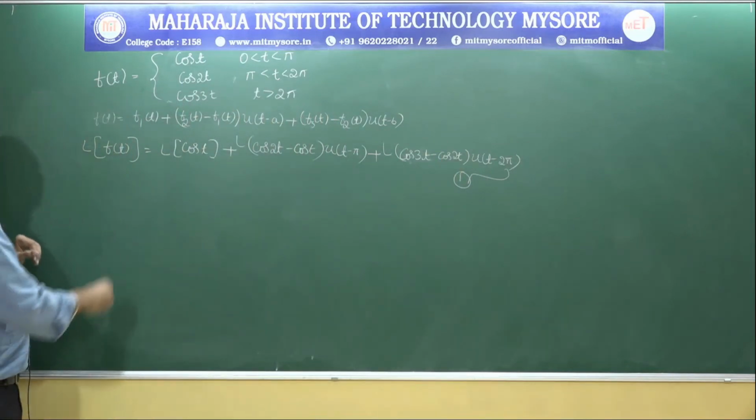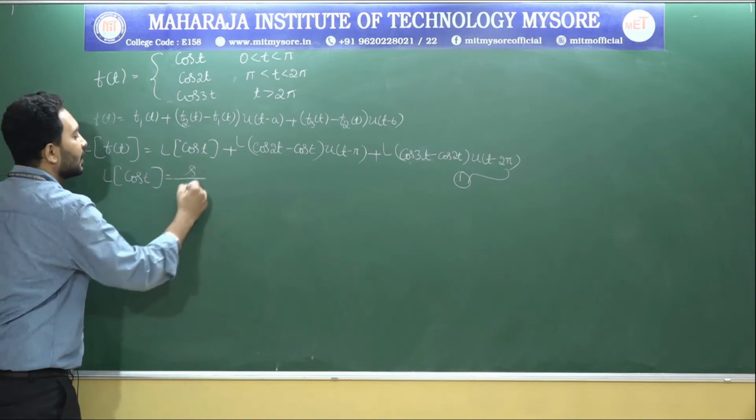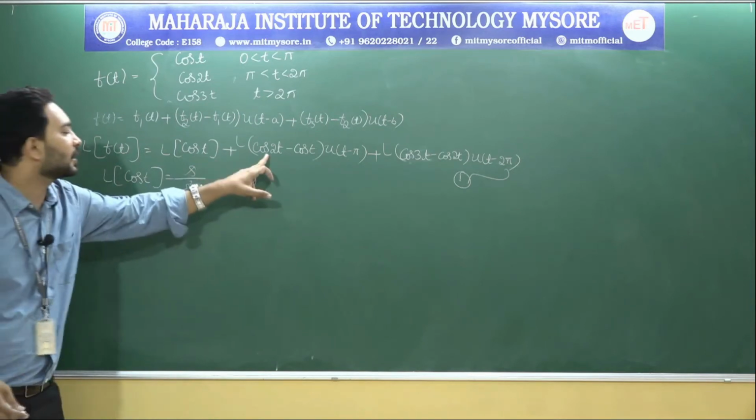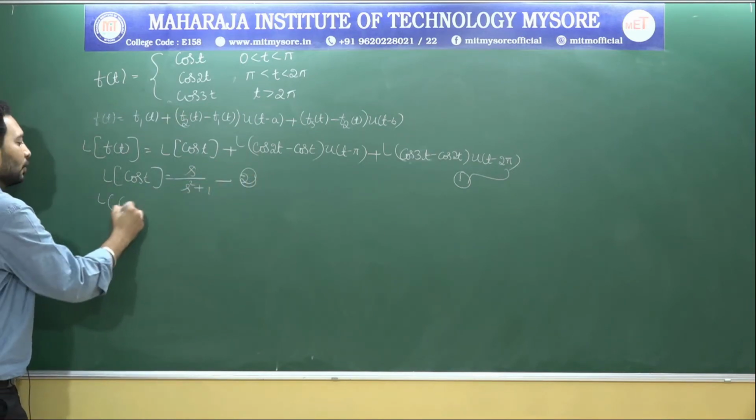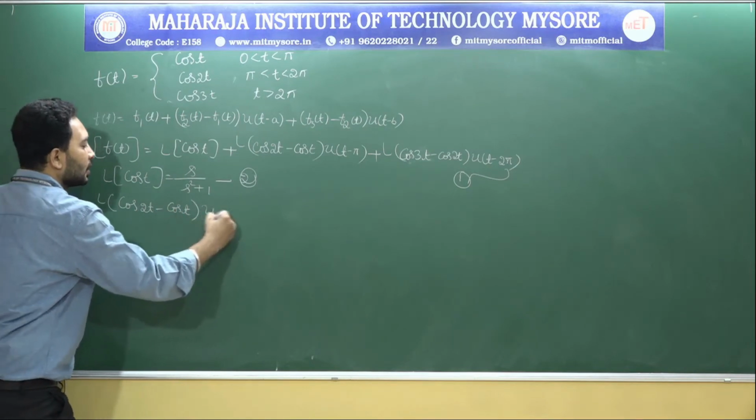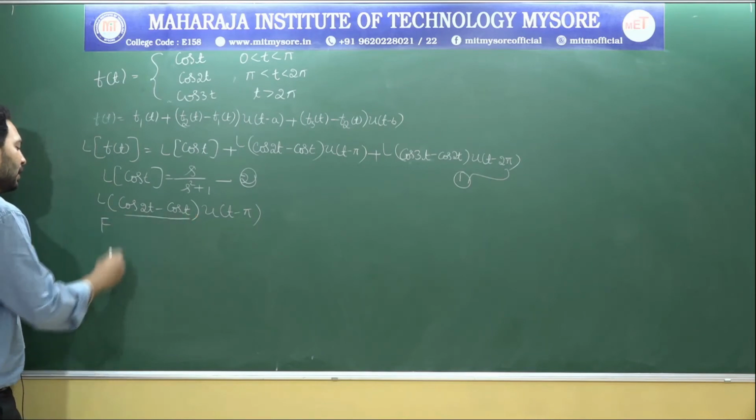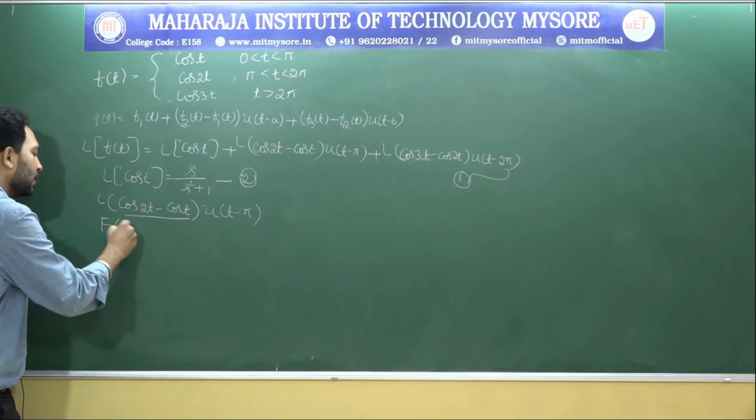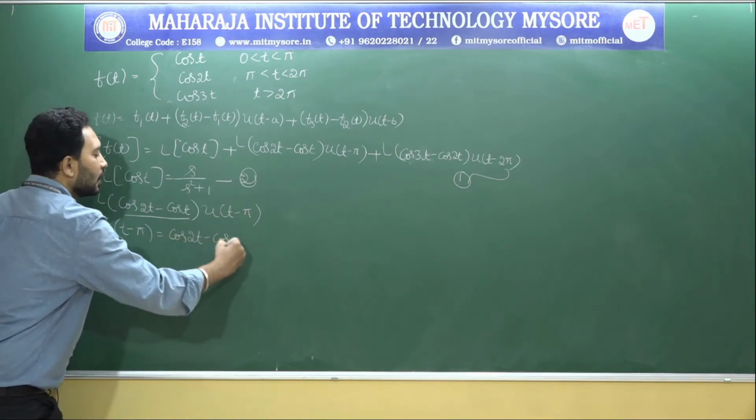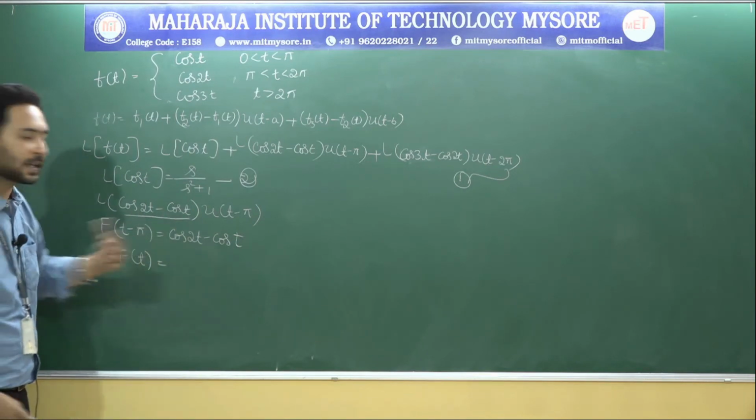So first one, Laplace of cos t, it is very simple, it is s divided by s square plus 1. As usual, I will take this as equation 2. Next, consider this. To find Laplace of (cos 2t minus cos t) u(t minus pi), I will take this (cos 2t minus cos t) as f(t minus pi). It is cos 2t minus cos t. So what is f(t)? Replace t by t plus pi.